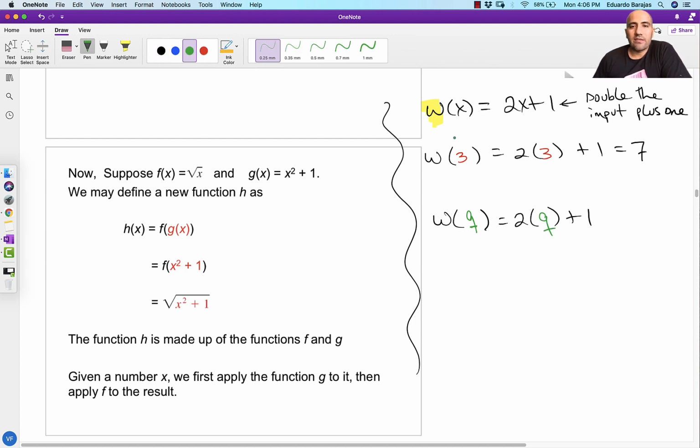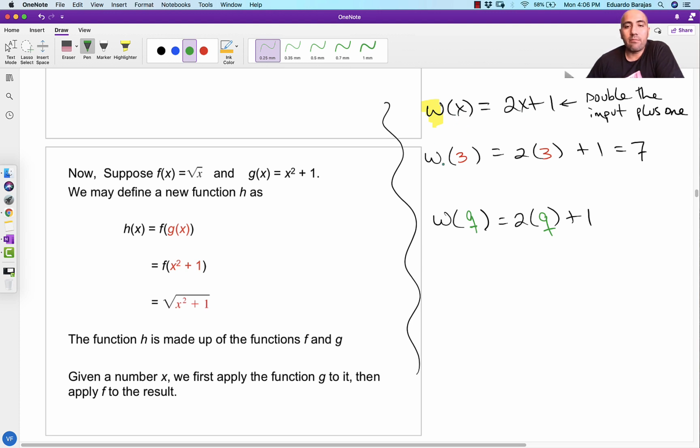We don't do this too often because it seems kind of silly. We had w of x equals this, and now we have w of q equals this. So really we just change the input variable, right? So it doesn't have to be x. It could be any letter at all. It's the concept that makes sense, not the actual letter. Either way, you're still describing the function in the same way: we double the input, plus 1. Okay, so we can define a function this way.